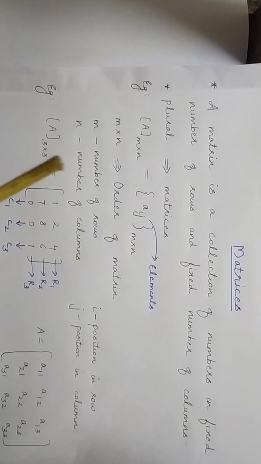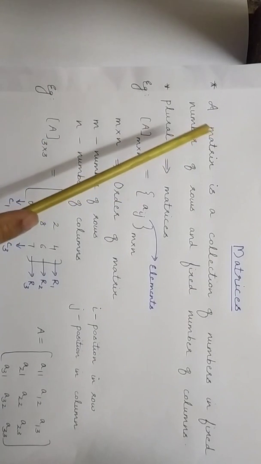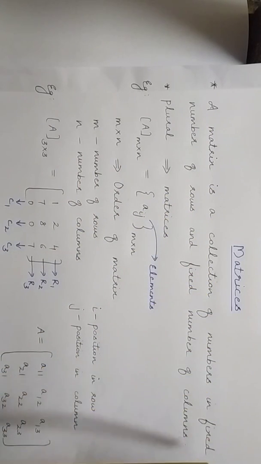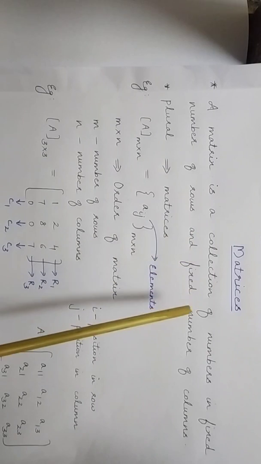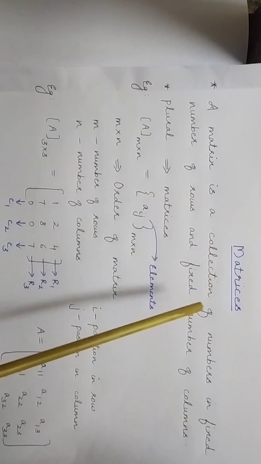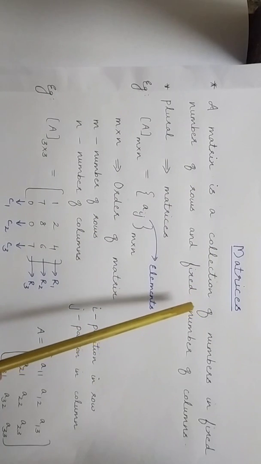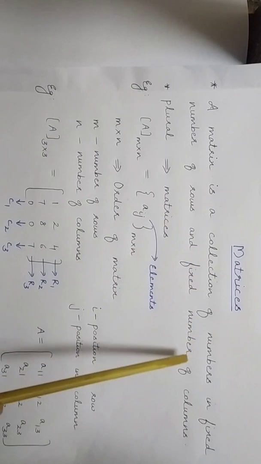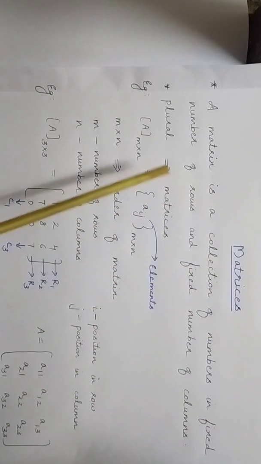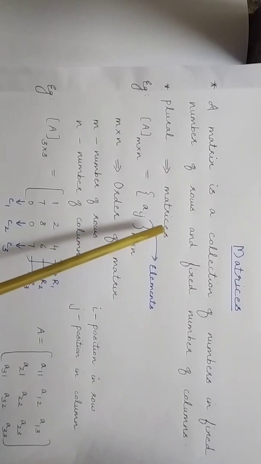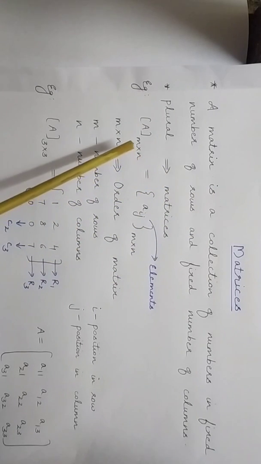What is a matrix? A matrix is a collection of numbers in a fixed number of rows and a fixed number of columns. So a matrix is a collection of numbers, and it has a fixed number of rows and a fixed number of columns. The plural form of matrix is matrices.